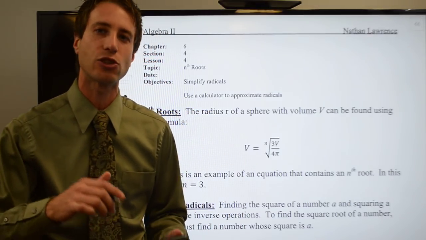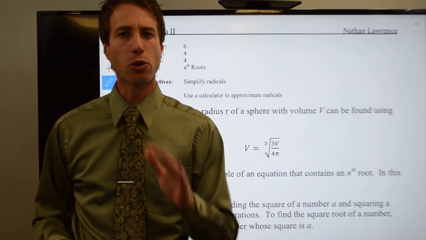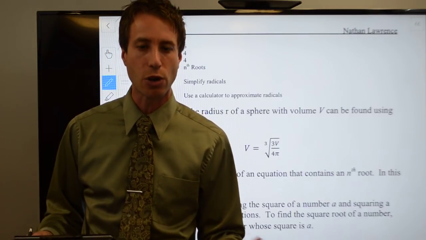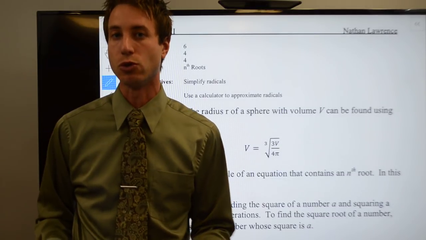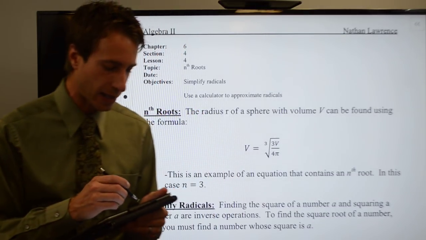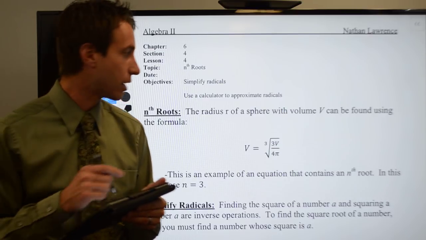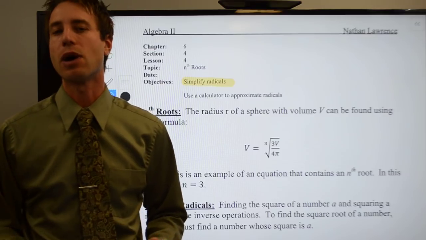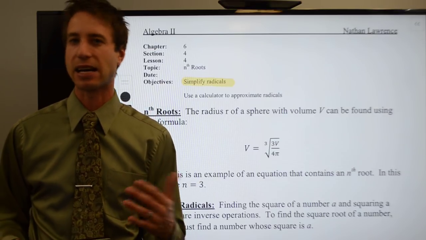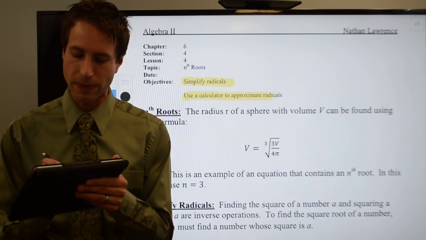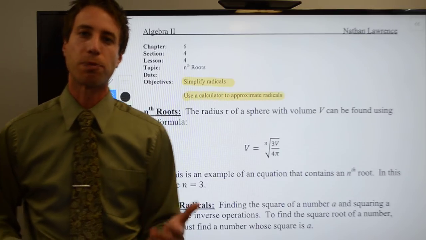Before we do that, let's get some objectives or learning targets. These are things that you should keep in mind as we go through the notes. This is what you need to be able to do by the time we get to the end of this set of videos. Let's highlight them for you. I've got them right here. First, you'll need to be able to simplify radicals, and we'll give you several different techniques to help you simplify radicals. And then you'll need to be able to use your calculator to approximate radicals.